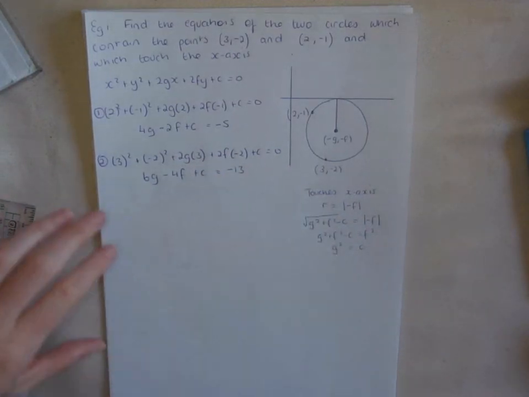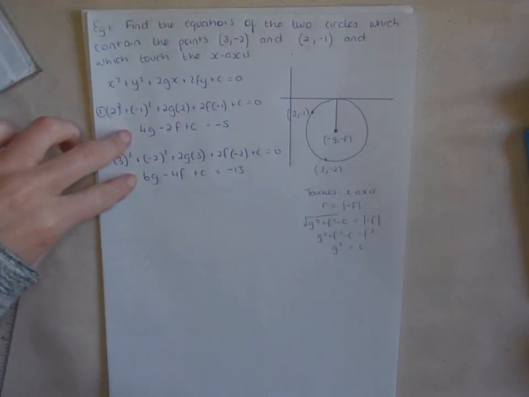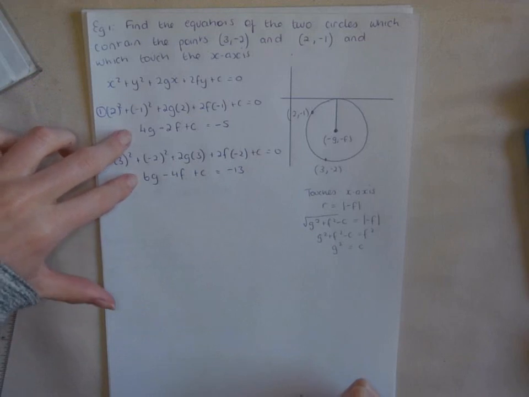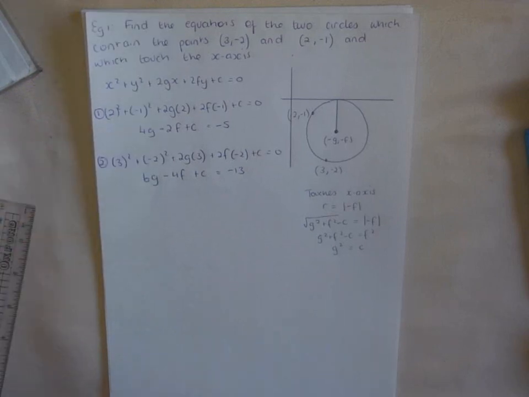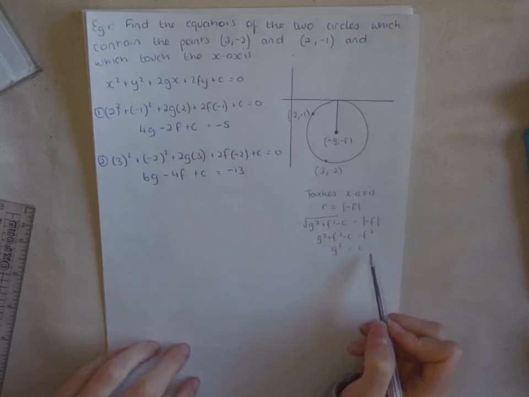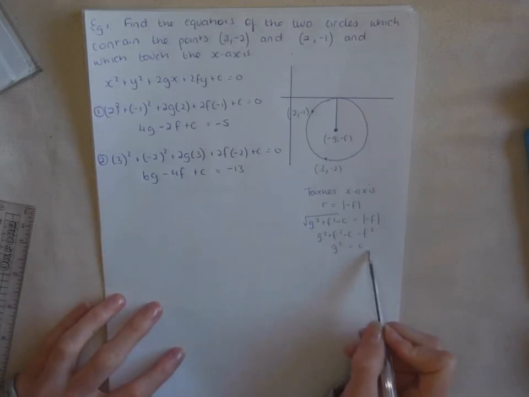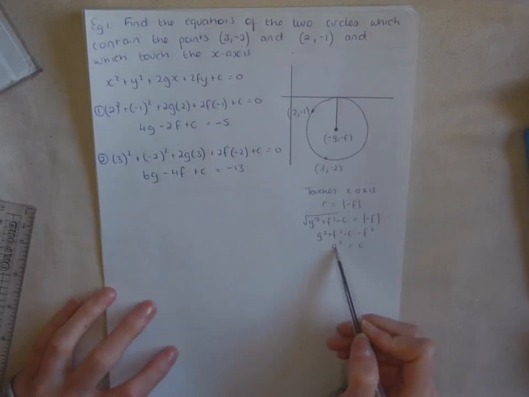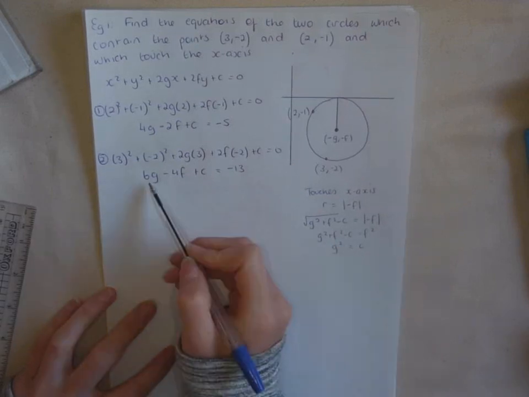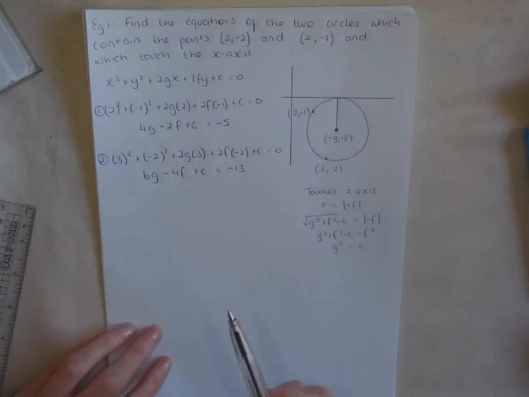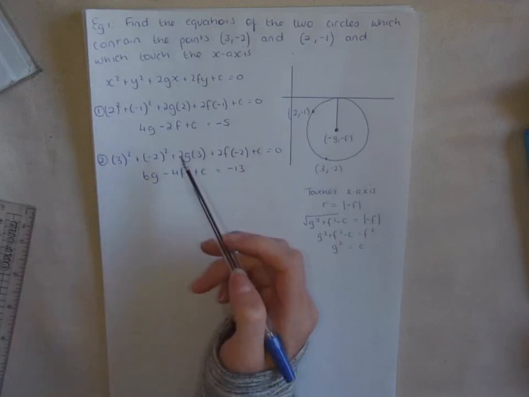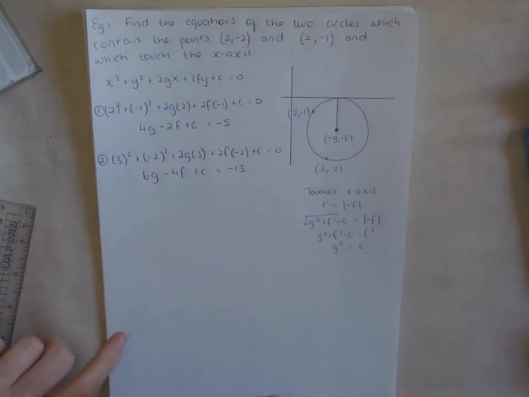Now, I have these two, so I can do simultaneous equations with these two and get rid of the c's. Actually, I don't want to get rid of the c's, because I have g squared equals c. I want to be able to replace a c with a g squared. So I have g squared, I have g's, so I think I'm going to get rid of the f's. All right, so let's eliminate f.